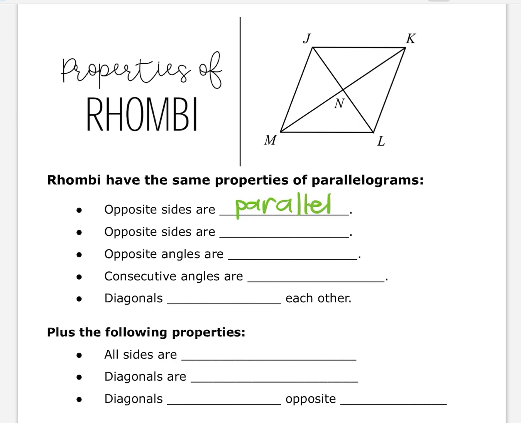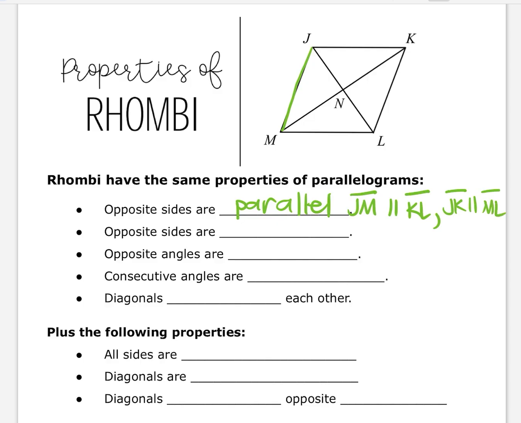So let's refer to the figure on the screen. If I am going to focus on the side JM, segment JM is parallel to segment KL. Another example is segment JK is parallel to segment ML.